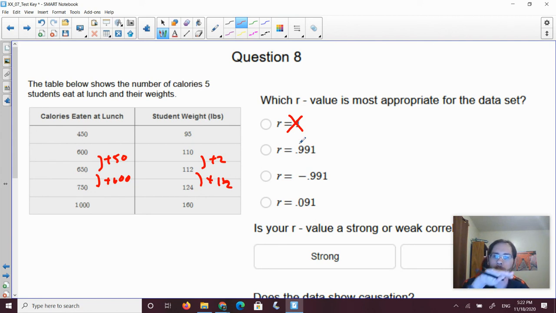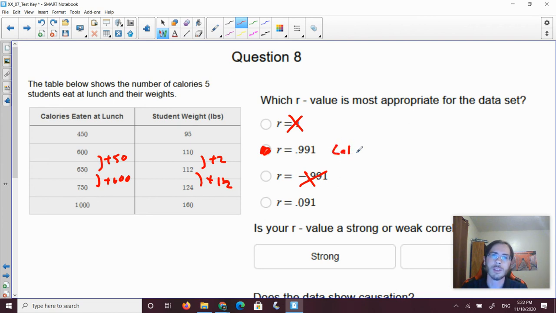That would be if all the dots were exactly in a line. It looks like as the calories go up, the weight goes up. So I'm not going to pick something that's negative, because the two variables would have to have the opposite relationship. So I have to decide between 0.991 and 0.091. Well, it does look like for the most part, as the calories go up, the weight goes up. So I probably want to be close to 1. So I think I'm going to pick this one, since the variables look like they're pretty well related.